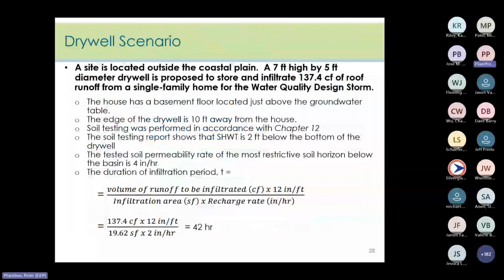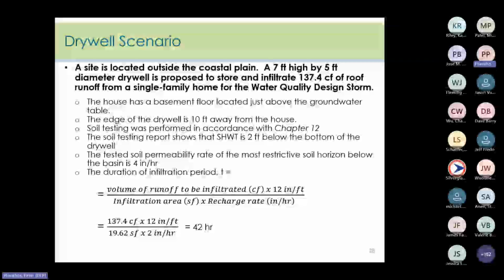We're going to look at a dry well for the example of an adverse impact. Even a small BMP can cause one. A site is located outside the coastal plain. A 7-foot high by 5-foot diameter dry well is proposed to store and infiltrate 137.4 cubic feet of roof runoff from a single-family home for the water quality design storm.